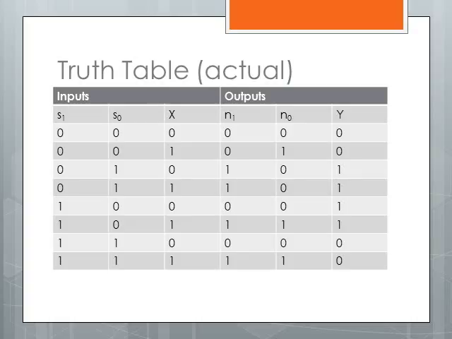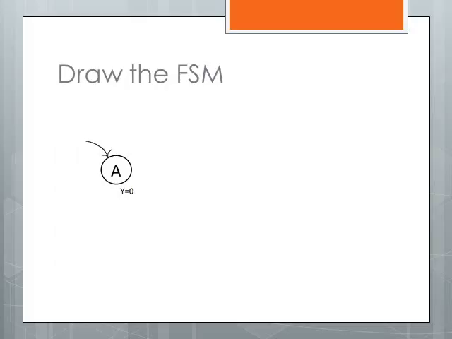So now we're going to go ahead and start drawing our FSM. We start out with our initial state, which we defined as A. In that initial state, y is 0. And as you can see, there's an arrow coming in from nowhere, which means that it is our initial state. So that part is taken care of. Now let's move a step forward.